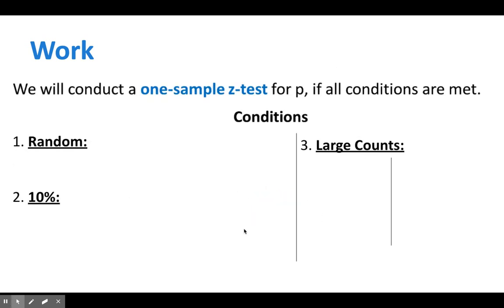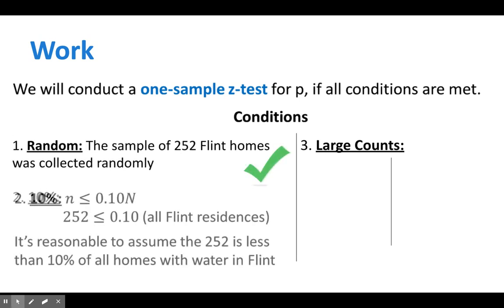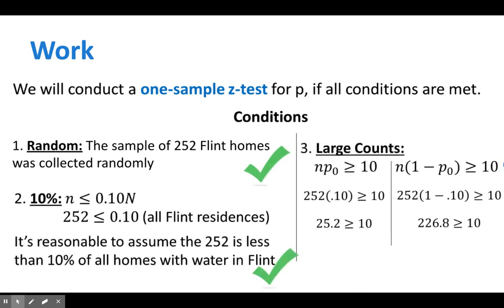Okay, you have to make sure that your conditions are met. I don't want to spend too much time on this because I don't think that this is the difficult part of this lesson, but the conditions are met here. It's random, the sample size is less than 10% of the population, and we have at least 10 successes and 10 failures. So we're good.